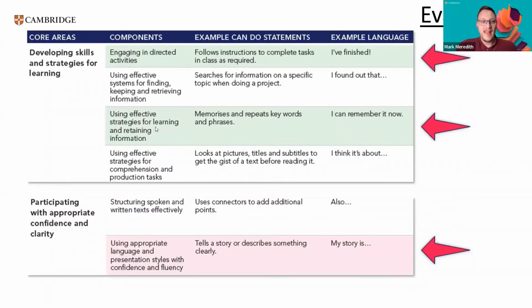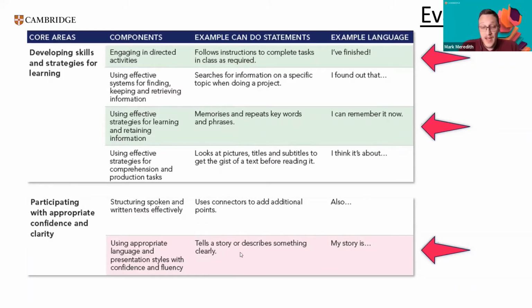Acceptable enough, right? Using effective strategies for learning and retaining information, memorizing and repeating keywords and phrases. So we're predicting words at the beginning of the lesson, and then we're using the words in our writing, and then we're producing the words again in a communicative task. And the final one there, participating with confidence and clarity.